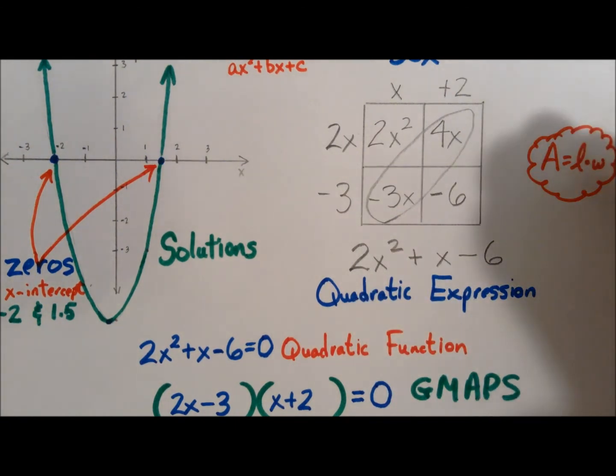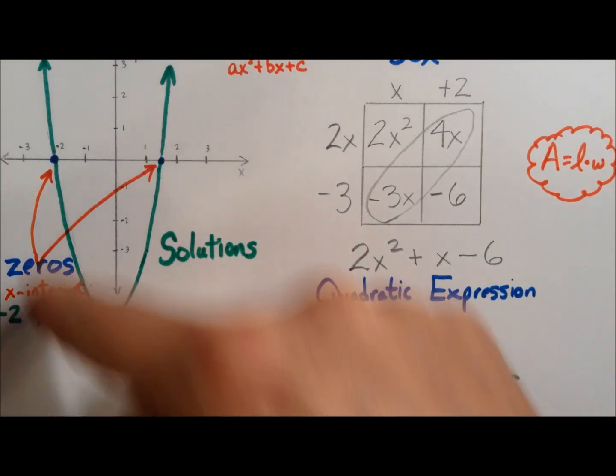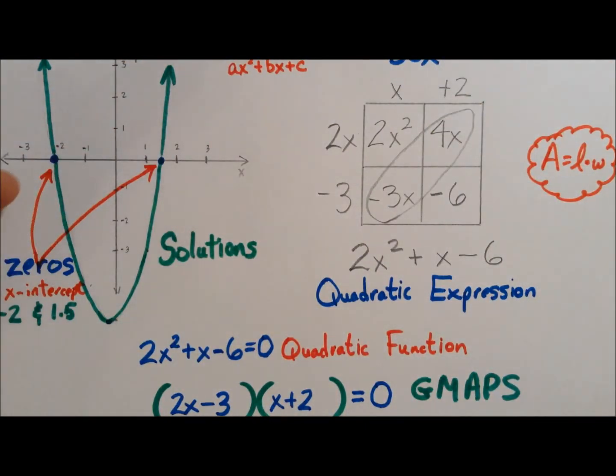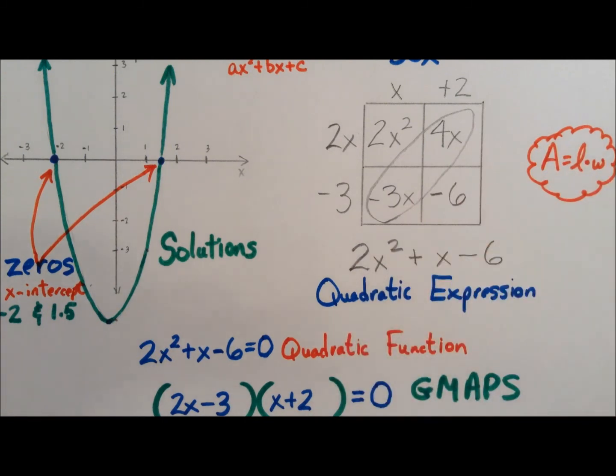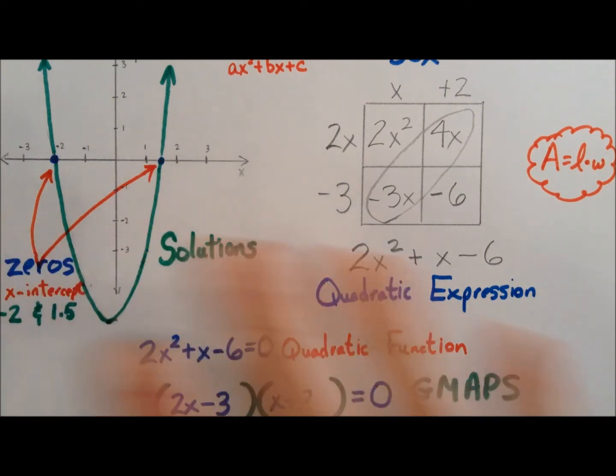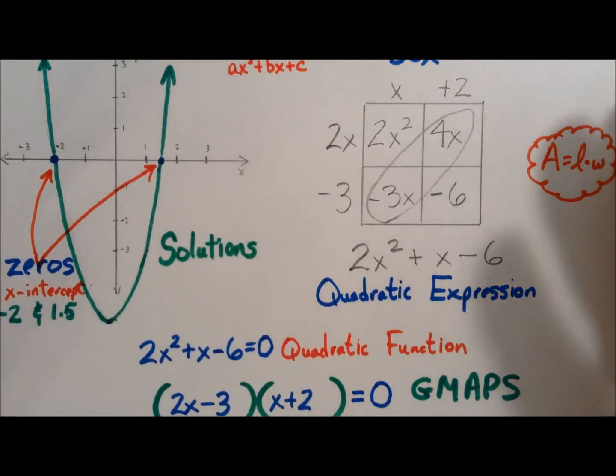So my prayer is that when you look at all of this, the graphs, the x-intercepts, the box method, the trinomial quadratic expressions that you get from the box method, and the factoring using the GMAP method, that you can see that it's all part of a big picture.